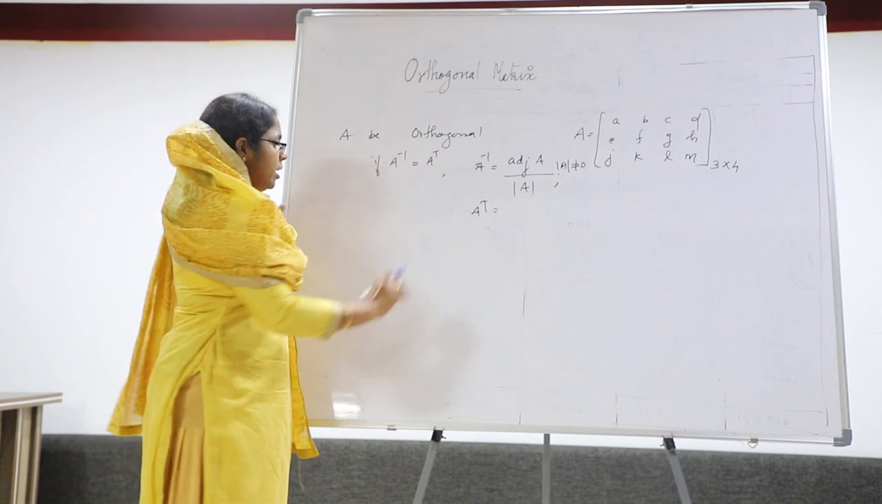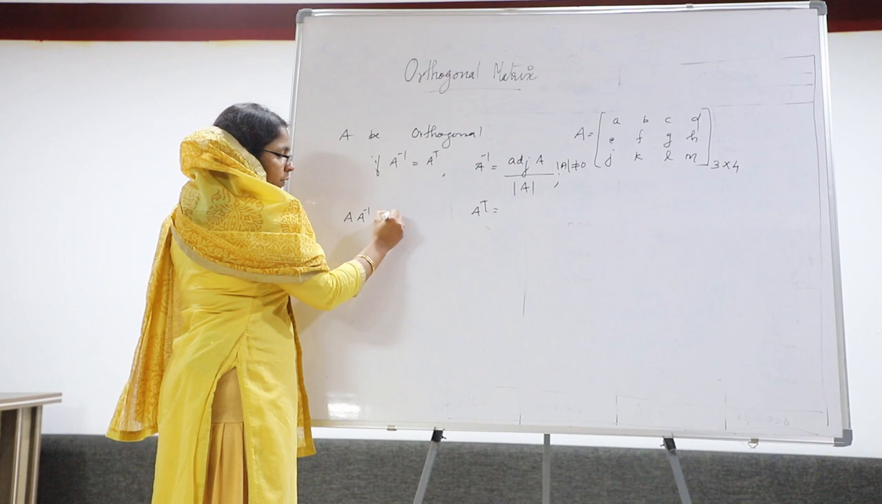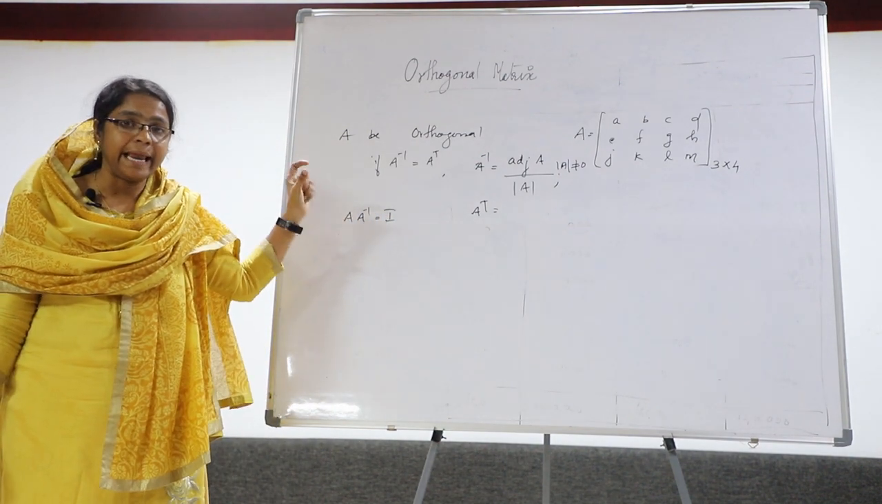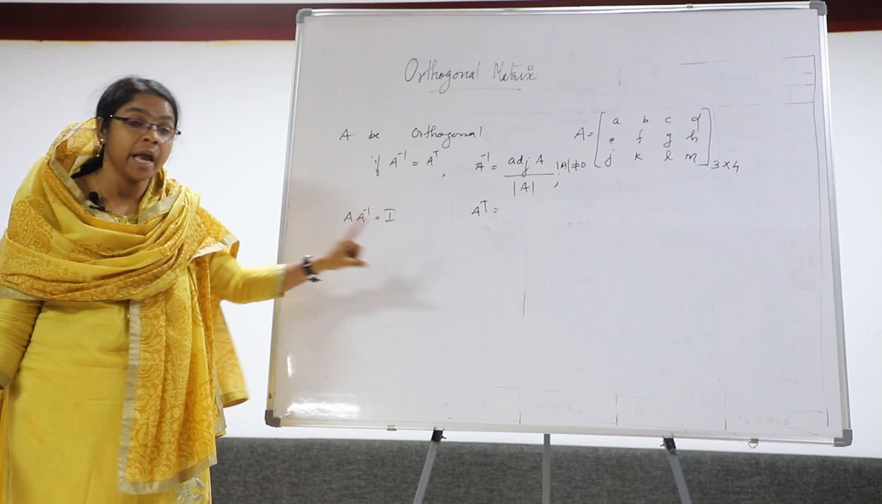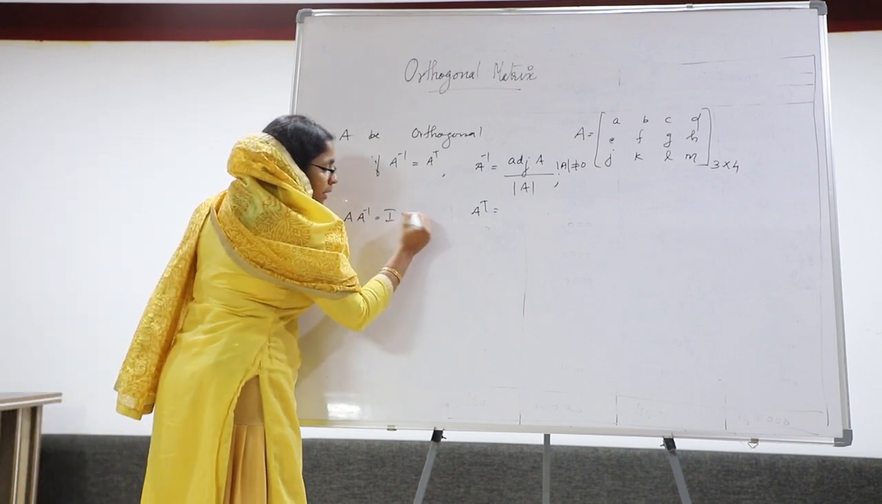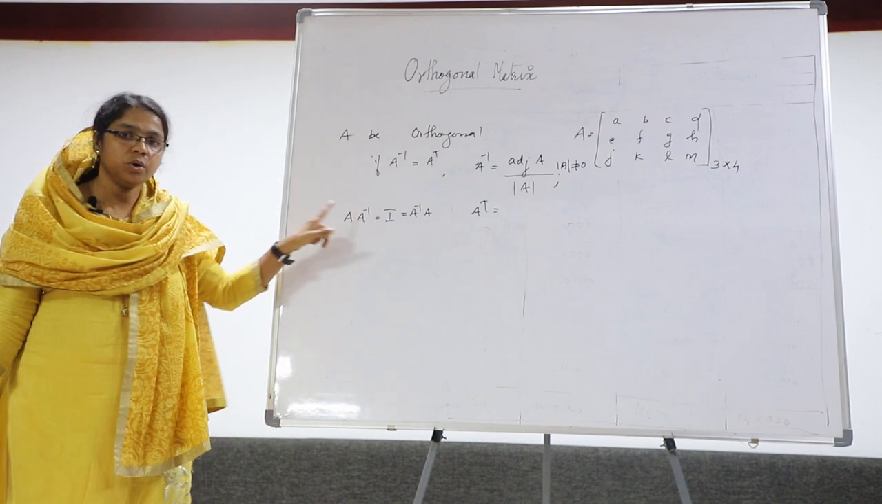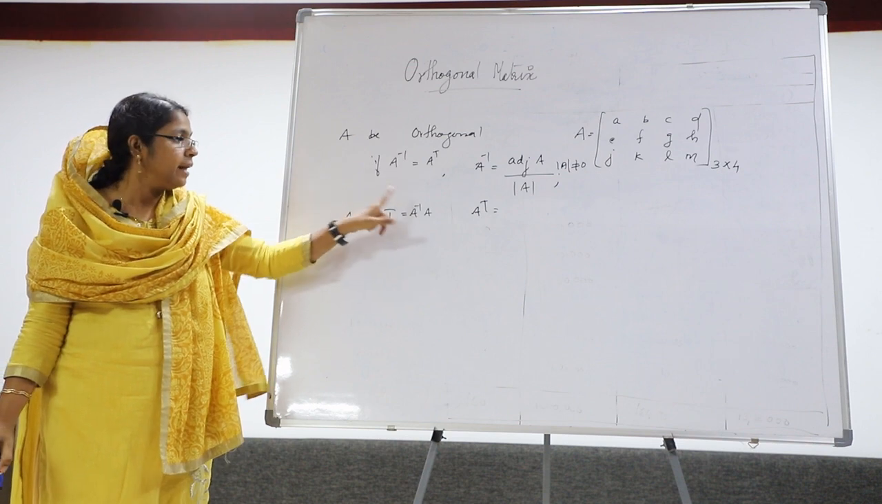Okay. So then we also know that A into A inverse is equal to the identity matrix. That means a square matrix A into the corresponding inverse matrix is equal to identity, and it can also be written as A inverse into A. This we already know: A into A inverse is equal to I, which is equal to A inverse into A.